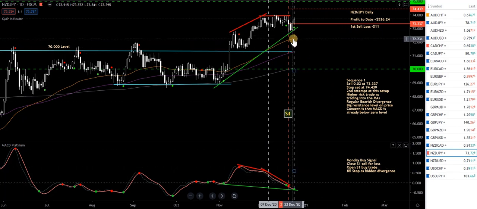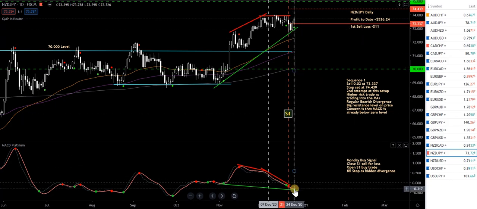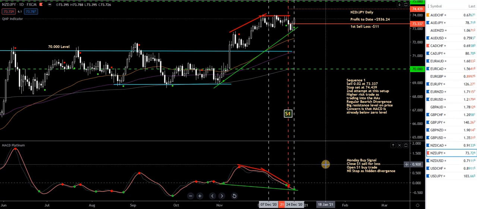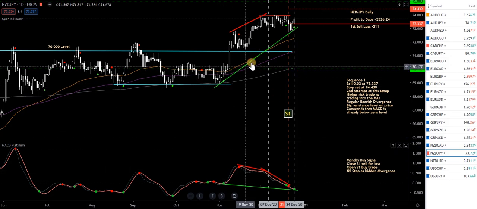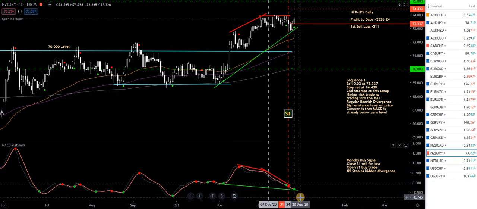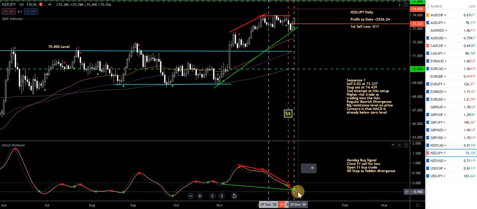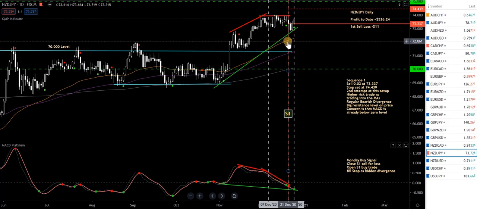On Monday, there's a new buy signal here. You can see the green dot on the QMP filter. MACD Platinum's below the zero level. So on Monday, close the sequence one sell for another loss and open a sequence one buy trade. No stop, it's hidden divergence. So you can see the price going up, MACD going down. So hidden bullish divergence.